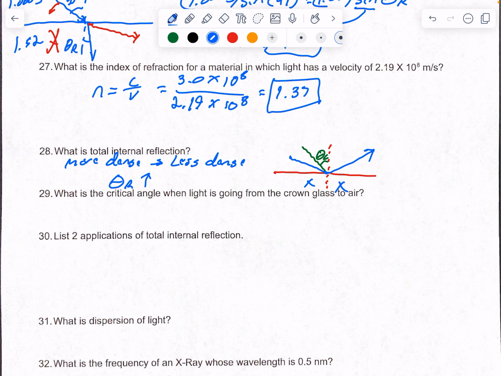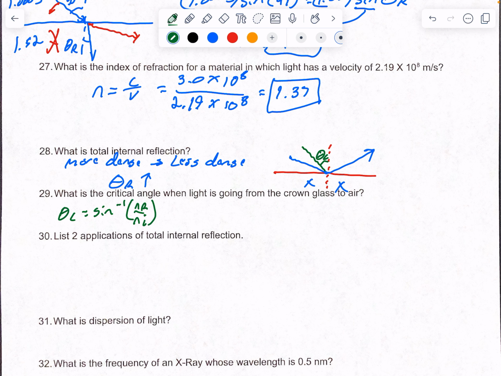Let's see, 29. What is the critical angle when light is going from crown glass to air? If you look at that box on the back of your packet, we're going to use our equation. The critical angle is inverse sine of Nr over Ni.